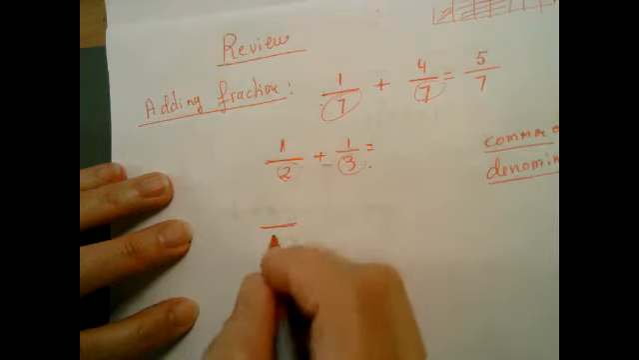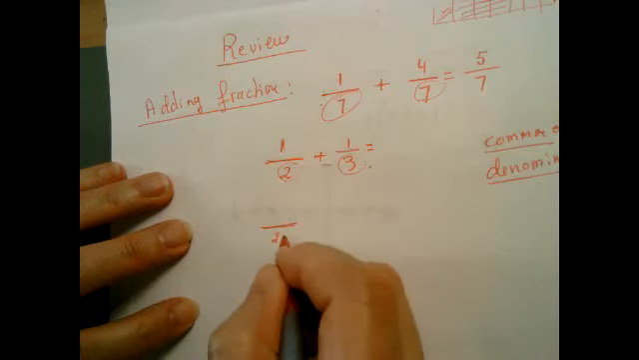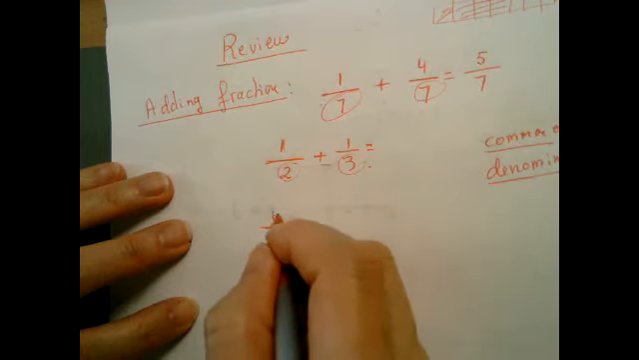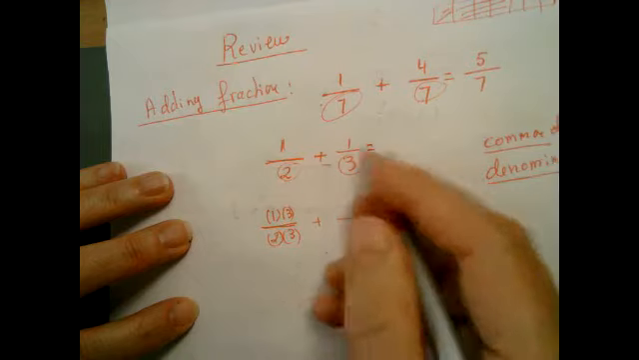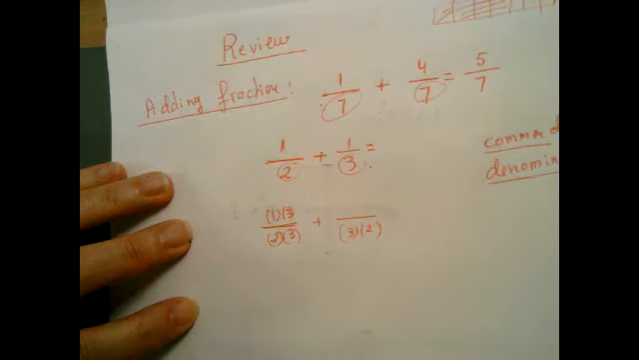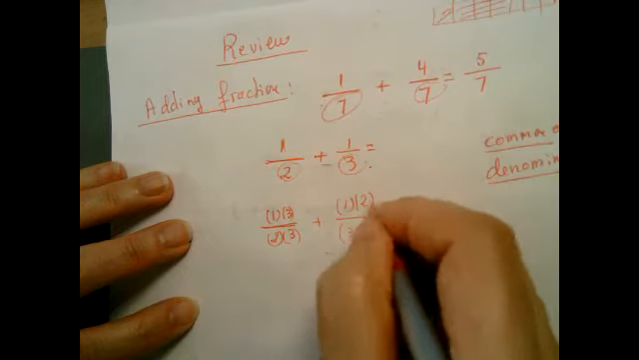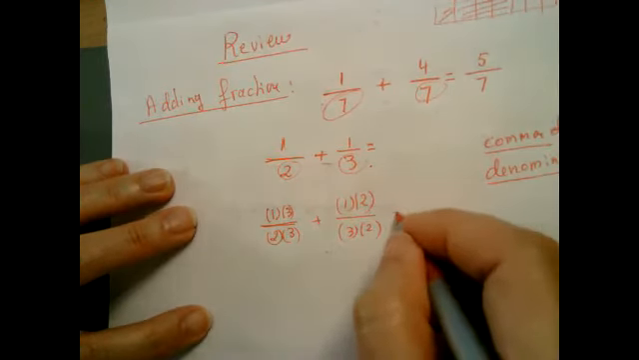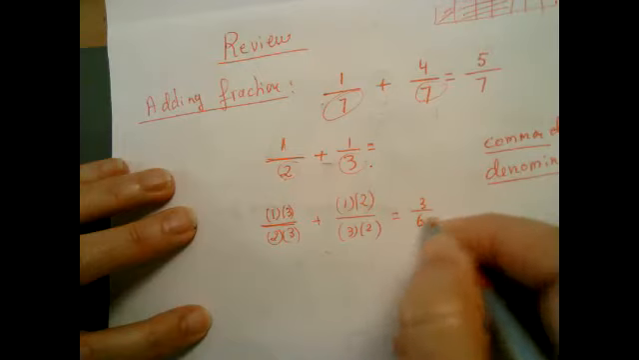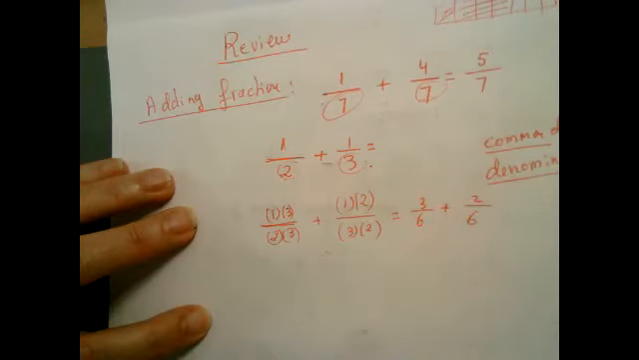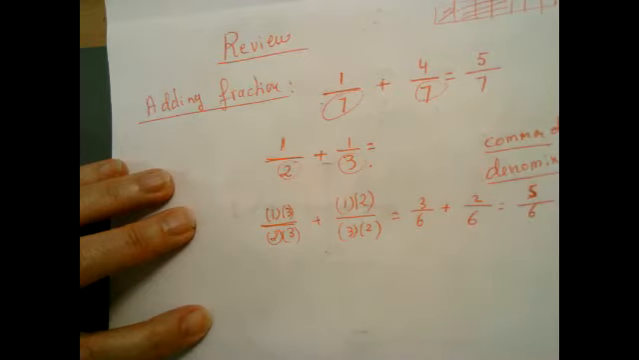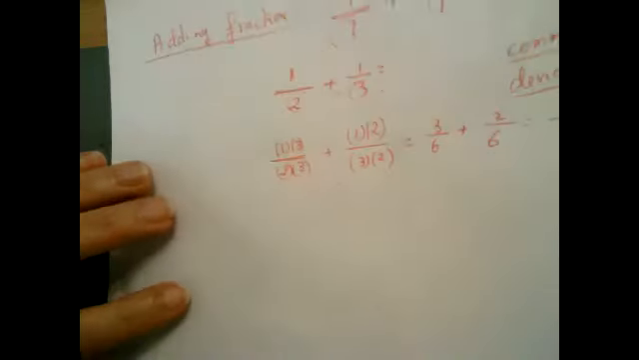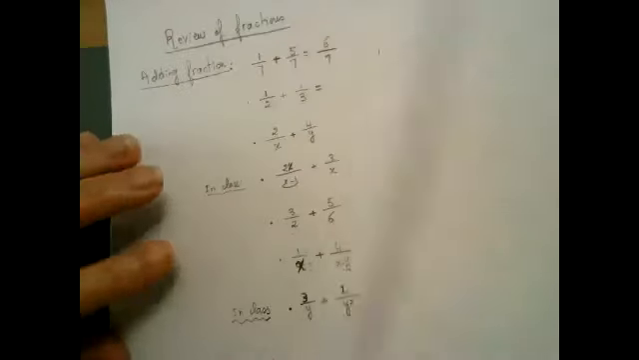So it's a 6. To get 6, this has to be multiplied by 3, which means the numerator has to be multiplied by 3. This 3 has to be multiplied by 2, which means the numerator has to be multiplied by 2. And this will give me 3 over 6 plus 2 over 6. That's the goal of a common denominator. Then I can combine those, which would give me 5 over 6. Very good. Now, what I do for numbers, I can do for symbols.